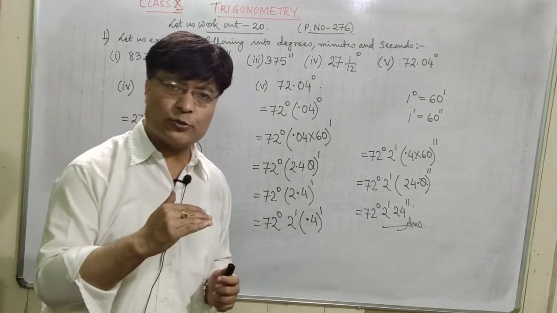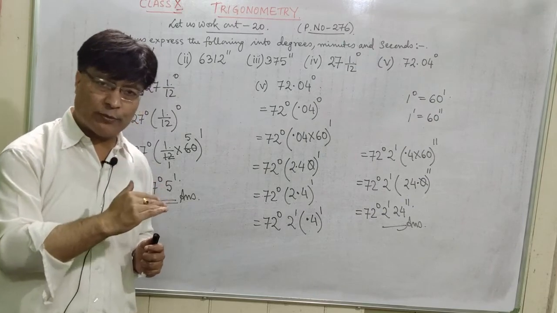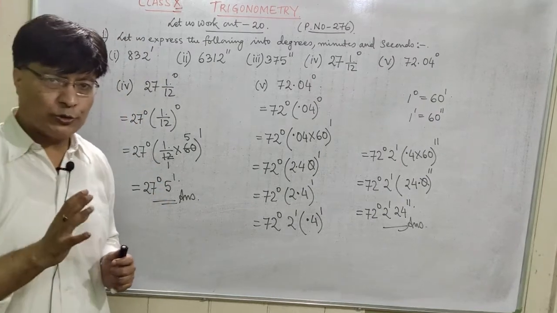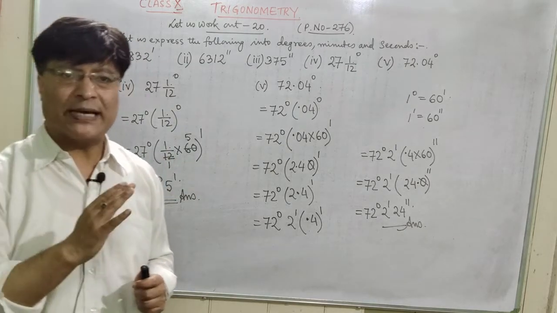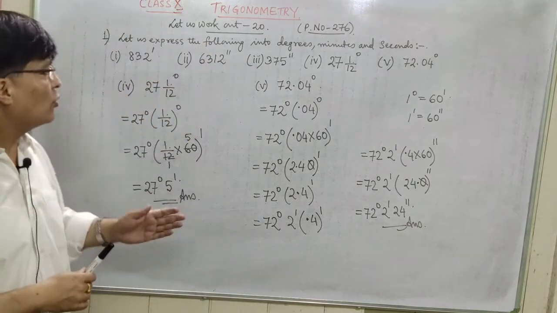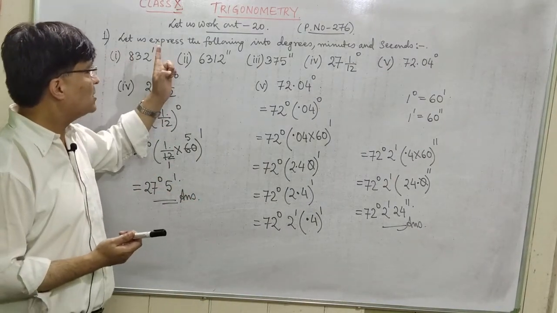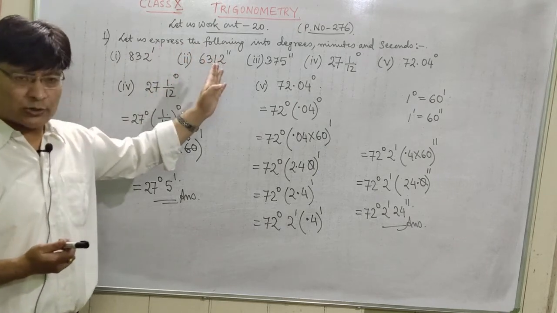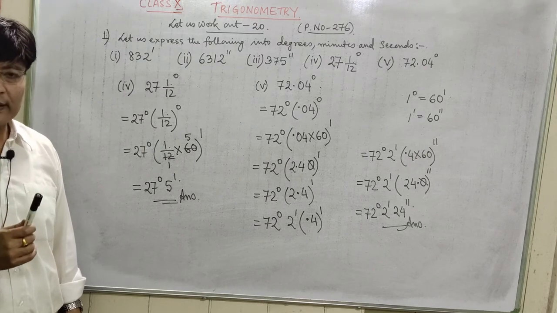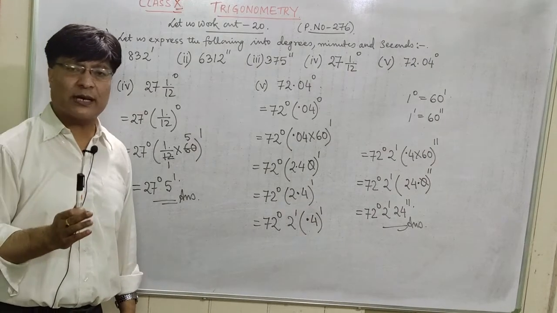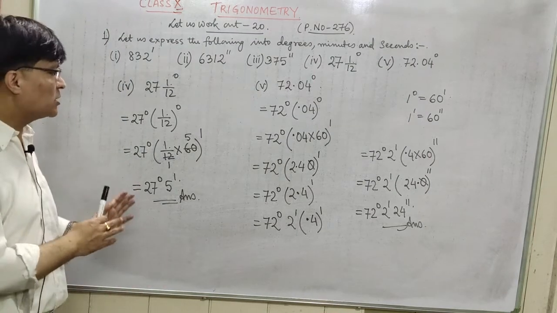So what is the relation between radian and degrees? That is, what is the relation between circular measure and sexagesimal system? You should know it. And you also go through the theorem, that is, prove that a radian is a constant angle, and you go through this problem. In the next online class we'll do more problems on this exercise, that is, let us work out exercise 20, page number 276 from the book Ganit Prakash for class 10 by West Bengal Board of Secondary Education. So this much is for today.